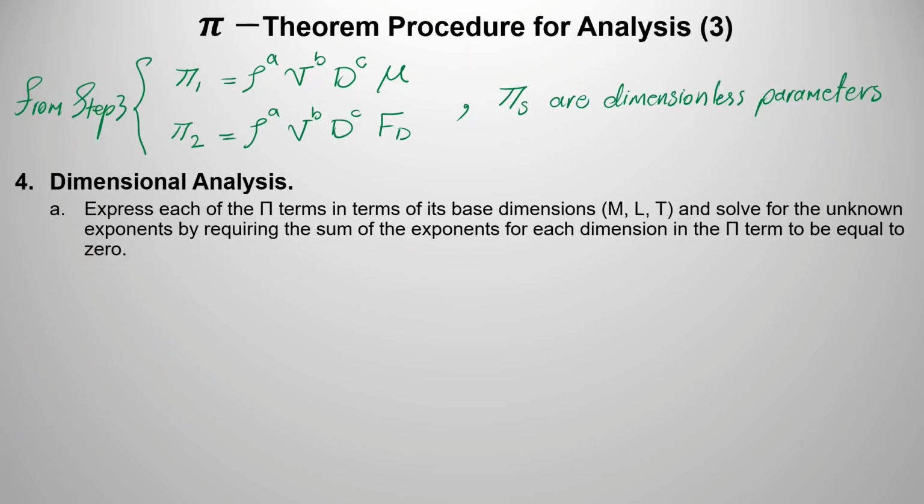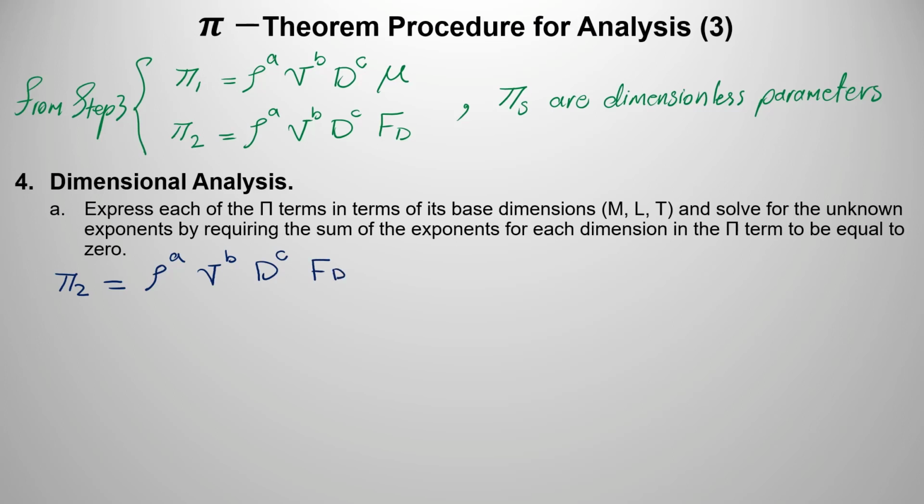Once we have pi terms from step number 3, we are going to perform dimensional analysis and find the unknown powers A, B, and C. To do that, you can start from the equations that you got from step number 3. I'm going to start with the equation for pi 2, term 2. It is rho to the power A, velocity to the power B, diameter to the power C, times drag force.